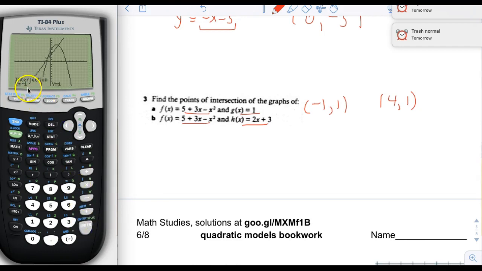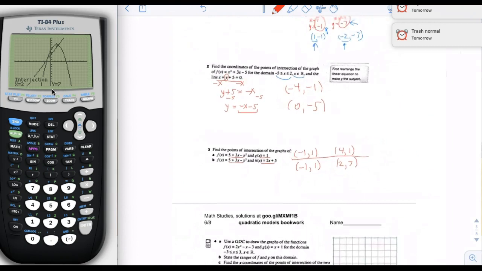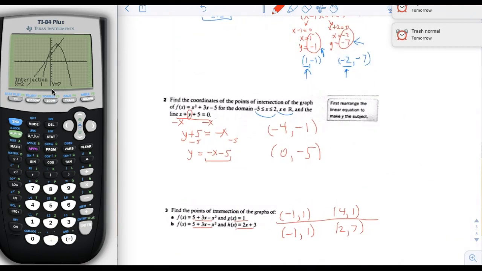So the first intersection point is -1, 1. -1, 1 again? That was the answer on the first one. Now let's find that one. Second calc intersect. First curve, second curve. Now I need to move the guess closer to the second one because I want the second one. Intersect 2, 7. All right. There we go. We're done with this page.